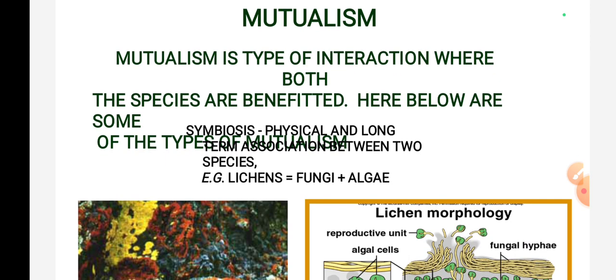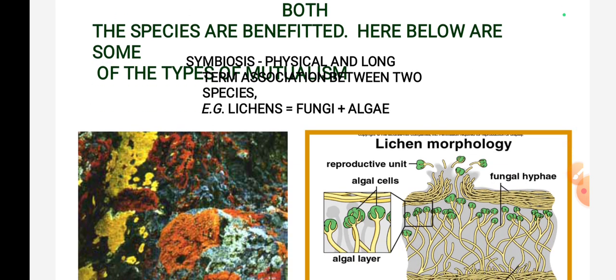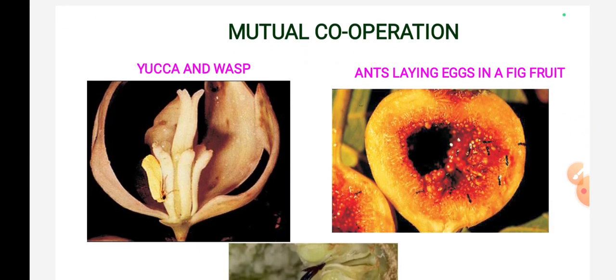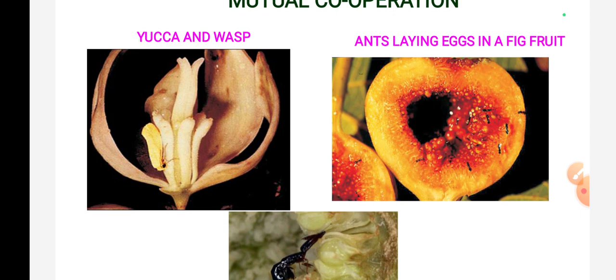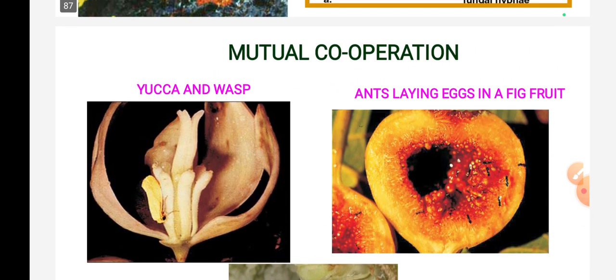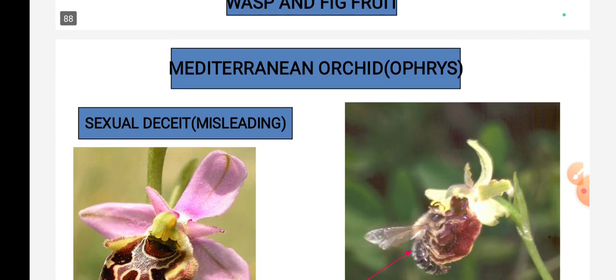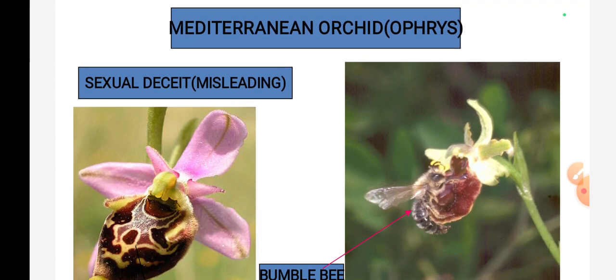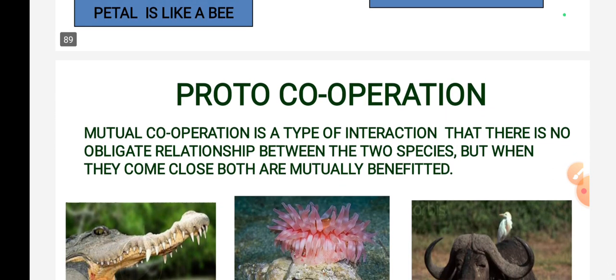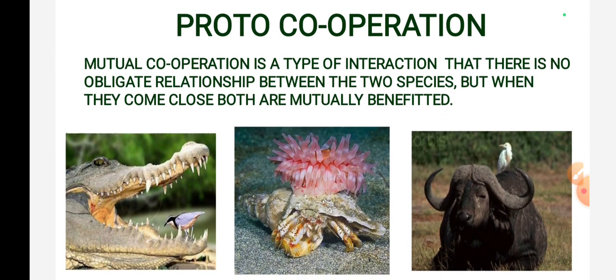Symbiosis, physical and long-term, for example lichen. Then mutual cooperation, such as yucca and wasp, and wasp laying eggs in a fig fruit. These are mutual cooperation. Then Mediterranean orchid, sexual deceit, misleading, sexual deceit. Then pseudocopulation with the bumblebee.